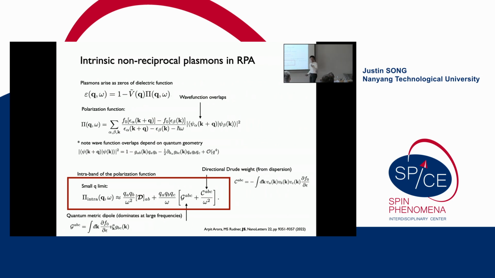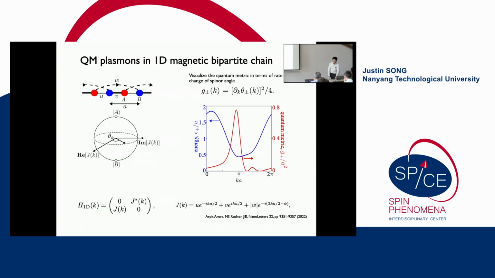In fact, there are two terms when you expand out your Lindhard function that give you non-reciprocity. One is the quantum metric term that I just told you about, but there's also one which we call the directional Drude weight, which arises when the velocities are different on either side, k and minus k, right? But you can see here that at large frequencies, the directional Drude weight term is suppressed. And so going to large frequencies, you can actually suppress this directional Drude weight. You can try to see this, for instance, in a magnetic bipartite chain. And I'm rushing through this part because I want to get to the intertwined phases of matter part.